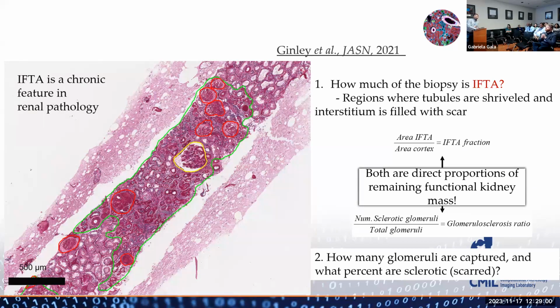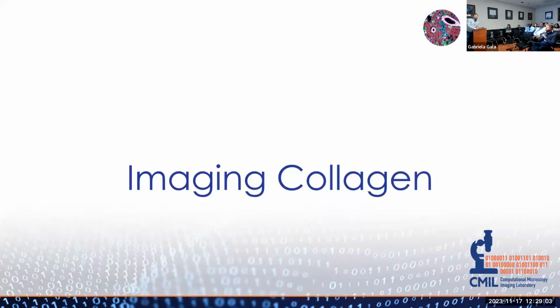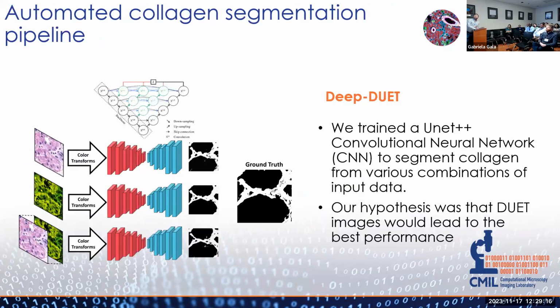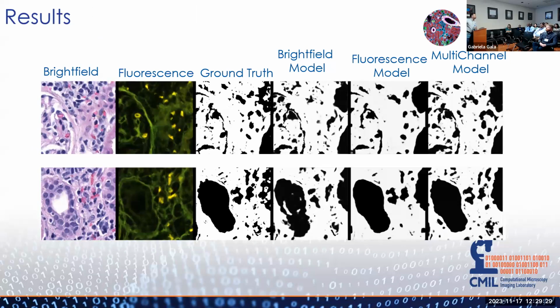But there are other ways to do that. Maybe we can image collagen in a very smart way. And this is the area where I'm working, a cutting-edge new microscopy technique called dual mode emission and transmission microscopy, where we image collagen. That provides us the information of where the fibrosis is. The beauty of this technique is it can image from the histology side. You don't have to stain or unstain anything. We use this data to train the model to find the fibrotic region. So that work is ongoing.